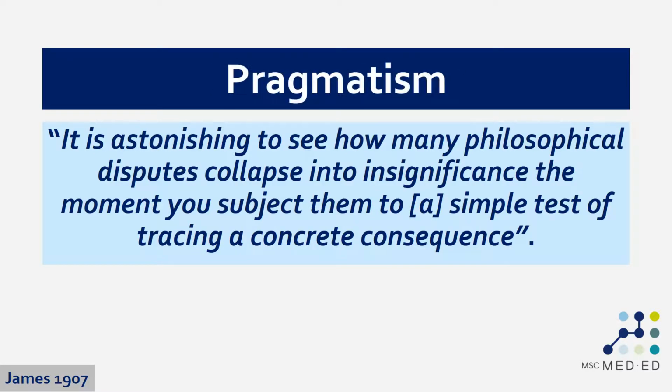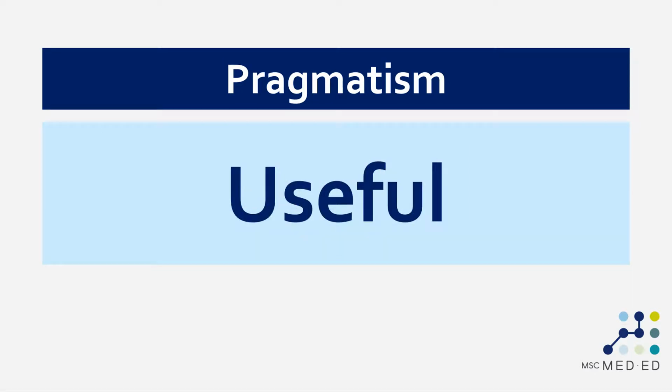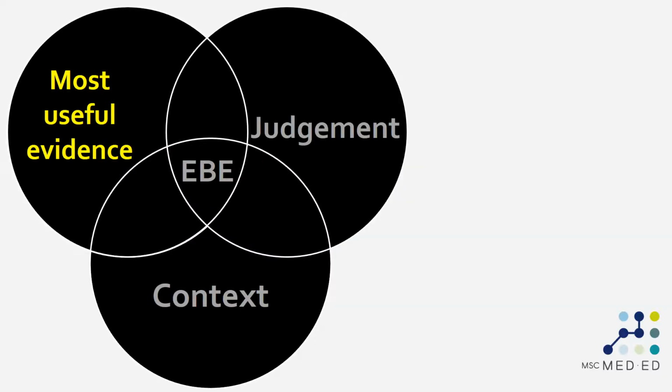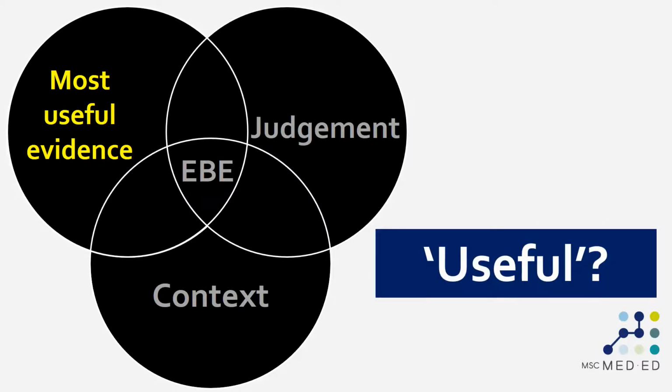This can be used to sum up pragmatism, can be distilled down really into one simple word. Is it useful? Is the research evidence useful? Are the findings useful? This is why, rather than best evidence in our model of evidence-based education, we have the most useful research evidence. However, we do then set ourselves up for a whole different set of questions. What does it mean to say that something is useful?